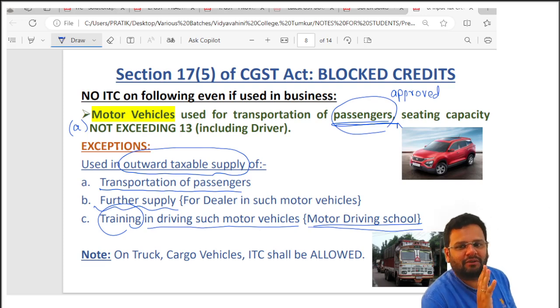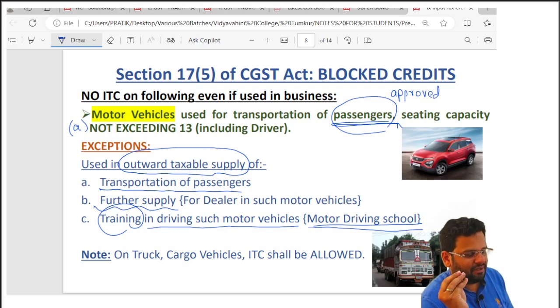Blocked credit means what? Simple. No ITC in the following cases. So if they give you that a company purchased a tempo and on that GST is say 3,60,000, will you allow ITC? Yes, because it is used in transportation of goods. So you will allow ITC.